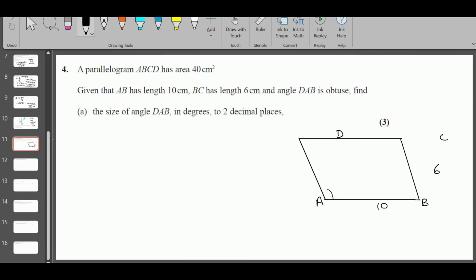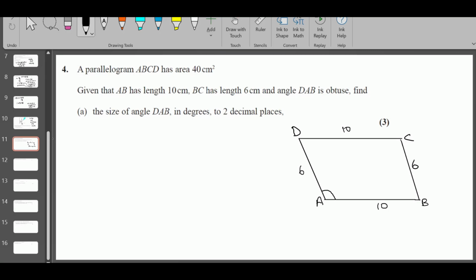This is the parallelogram, D and C. This angle is obtuse, not acute, more than 90 degrees. Find the size of the angle DAB to 2 decimal places. So if this is 10, this is also 10, this is 6, right? The parallelogram has an area of 40 centimeter square.